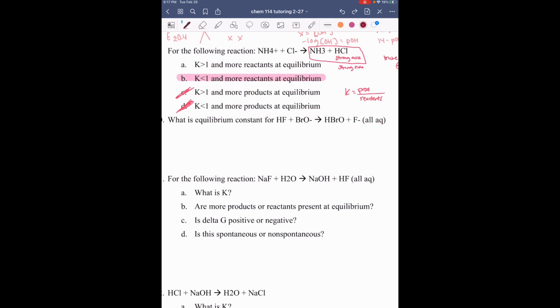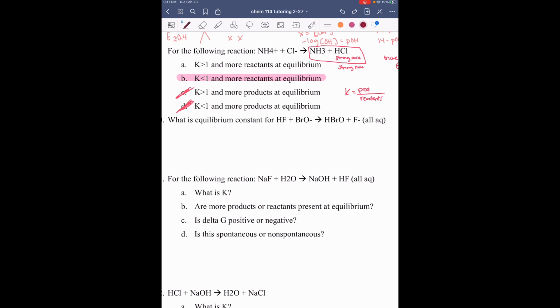Okay, I'm back, y'all. For this one, we could go through and see if there's anything we could get rid of to make a net ionic equation and get rid of spectator ions. However, we have HF, which is a weak acid, so it's going to stay together. BrO- is a polyatomic ion that's going to stay together. HBrO is also a weak acid, so it stays together, and then F-. So we already have our net ionic. There are no spectator ions for us to get rid of, so we have that established.